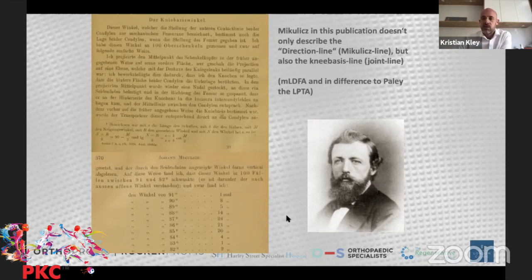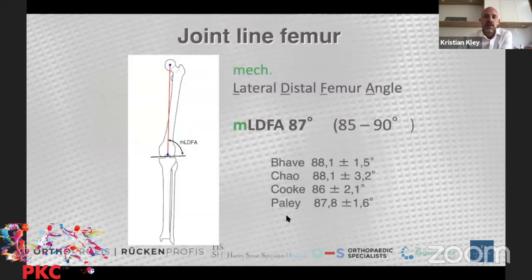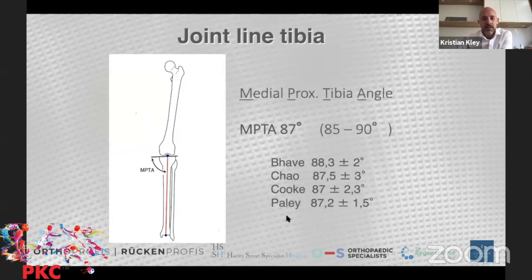And he described, in contrast to Paley, the lateral proximal tibia angle, because he hypothesized that the overall limb axis is 180 degrees. And as the lateral distal femur angle is 87, the alternating angle at the tibia is 93. So this is what he described then. So 150 years later, we came to the same results actually, and this is what we still measure with.